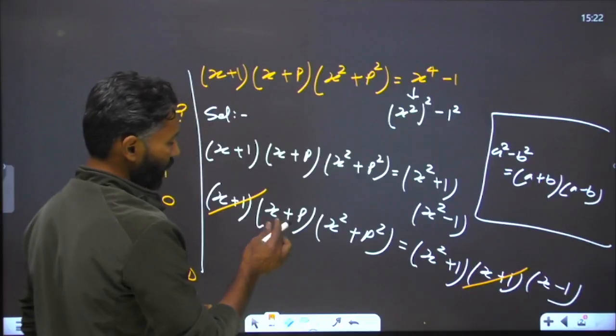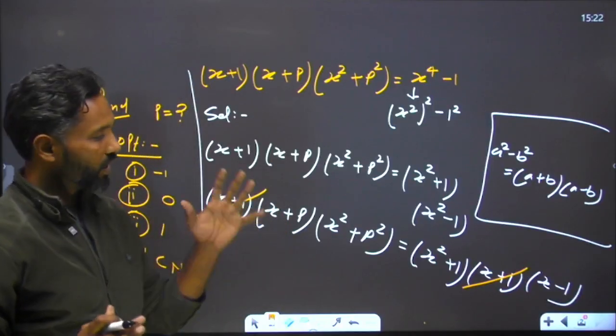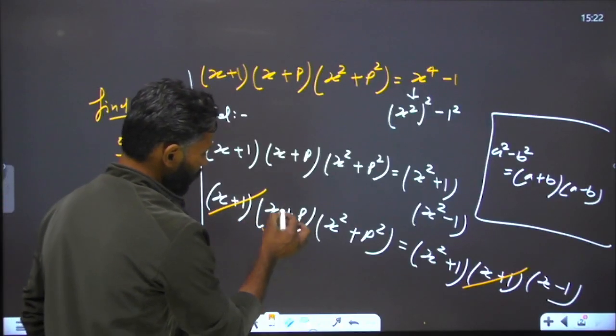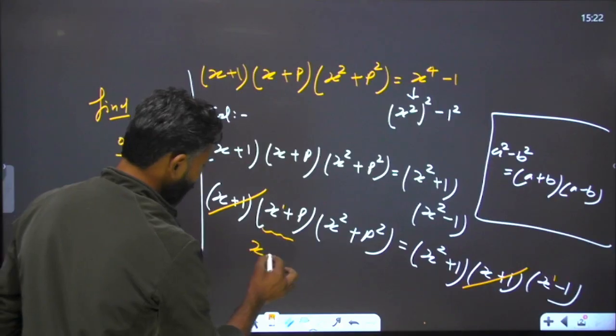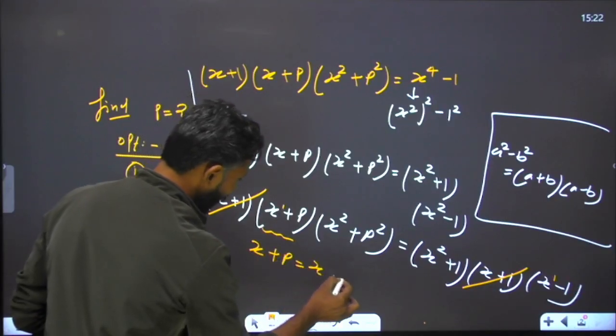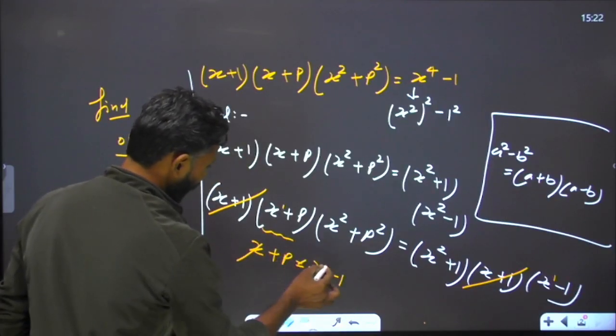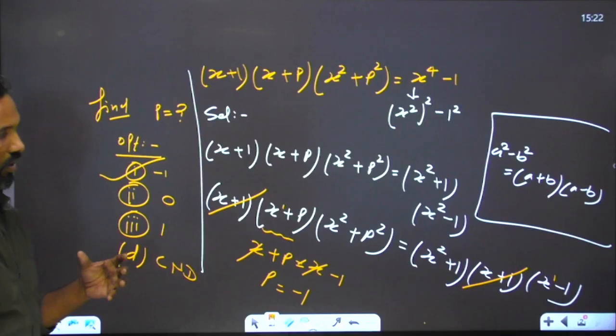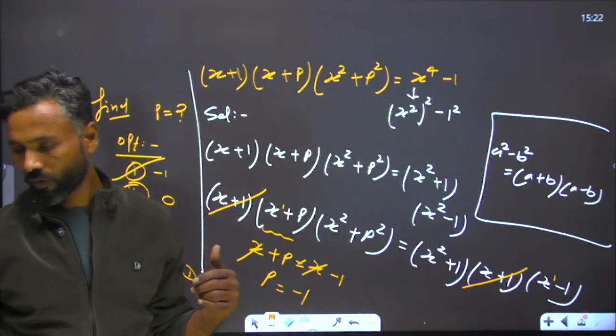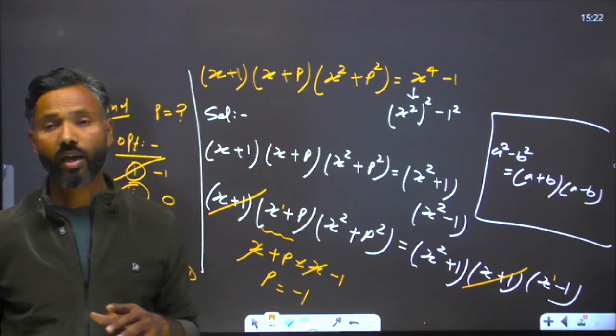Now here is x plus p, here is x plus 1, and if I'm going to compare the linear term with the linear term, this is the linear term because here the power is 1 and this is the linear term also. So I can say that x plus p equal to x minus 1. So x is cancelled and I can say p equal to minus 1. So this is the solution of this question, and this question is also from CDS 2025 second examination.